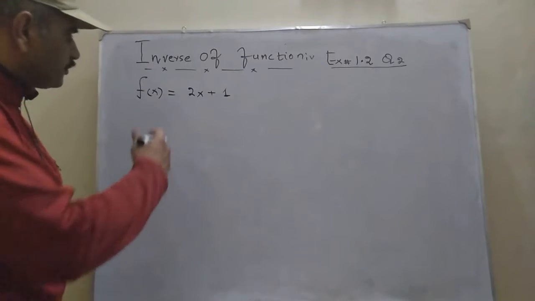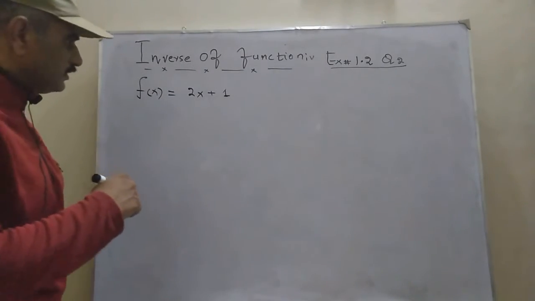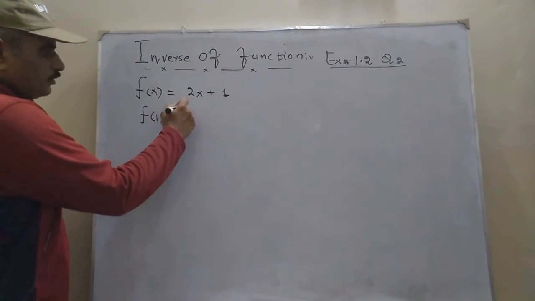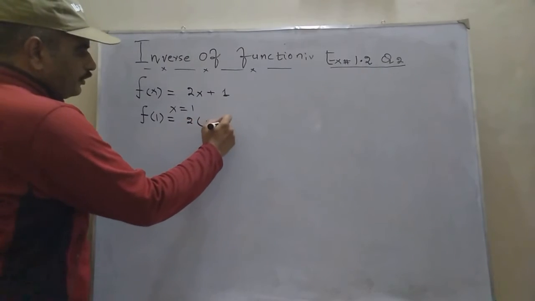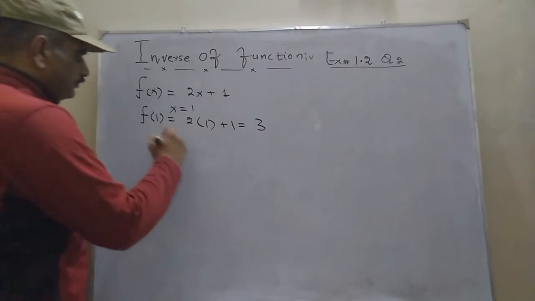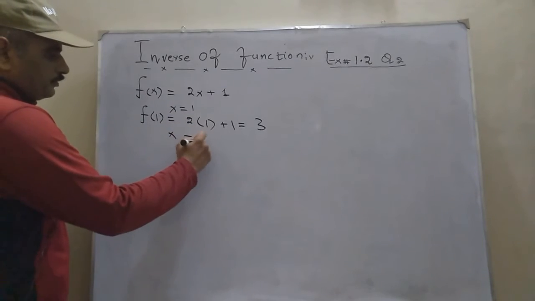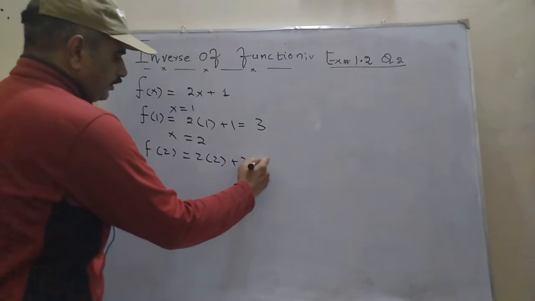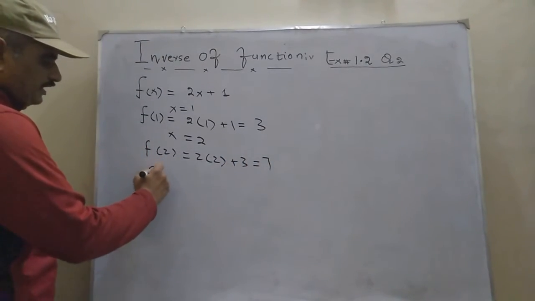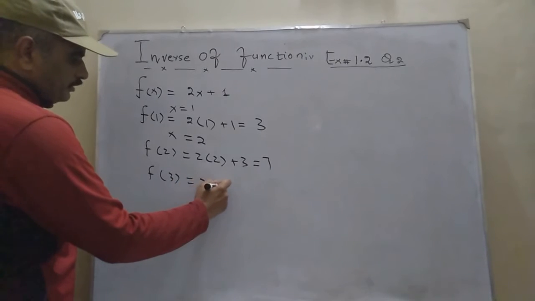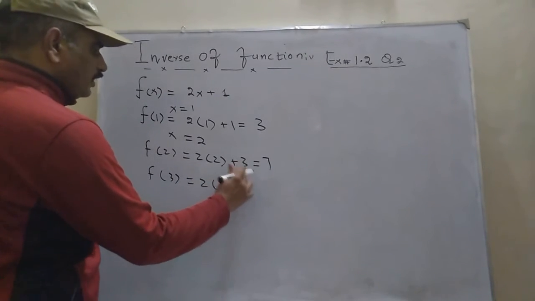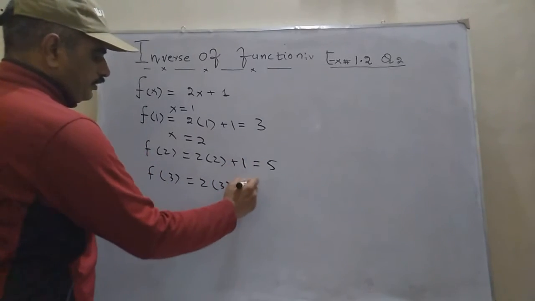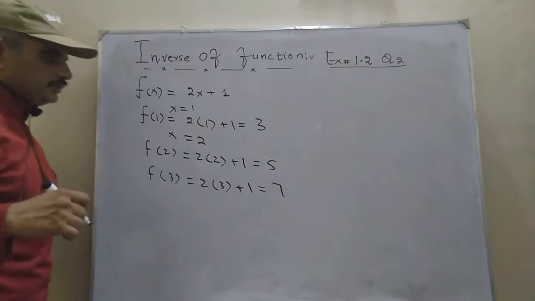Let us consider a function f(x) = 2x + 1. If we put x = 1, f(1) = 2 into 1 plus 1, we get 3. If we put x = 2, f(2) = 2 into 2 plus 1, the answer is 5. If we put x = 3, f(3) = 2 into 3 plus 1, we get 7.